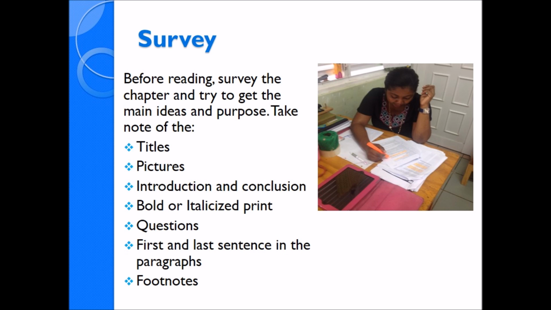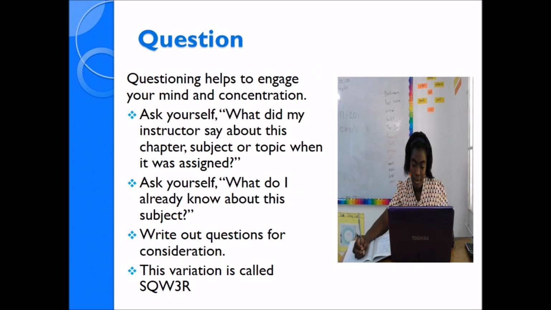Skim questions, keywords, and summary that is provided at the end of a chapter or a unit. Create a context for remembering information, and get a good sense of what is important in that chapter.